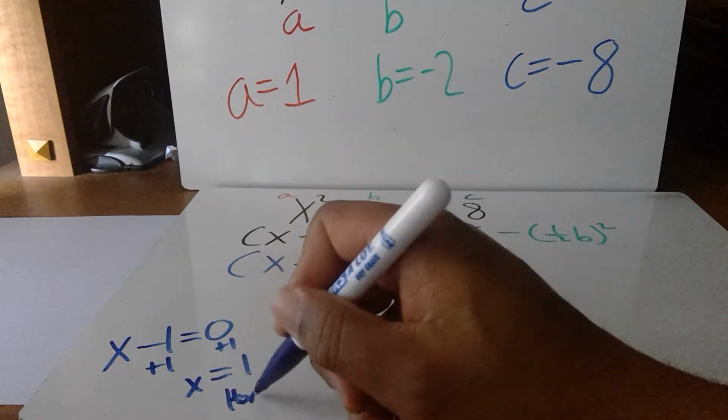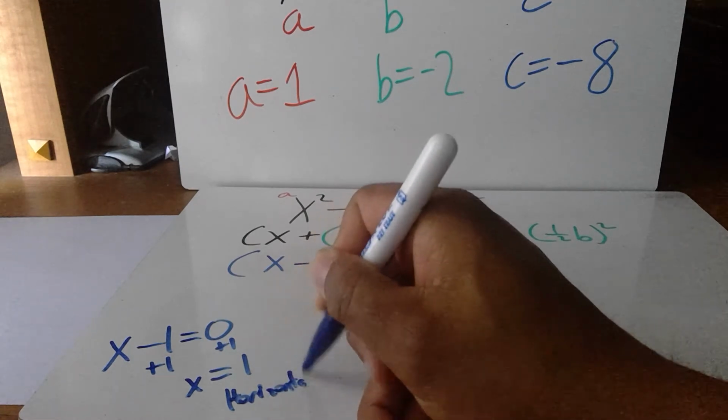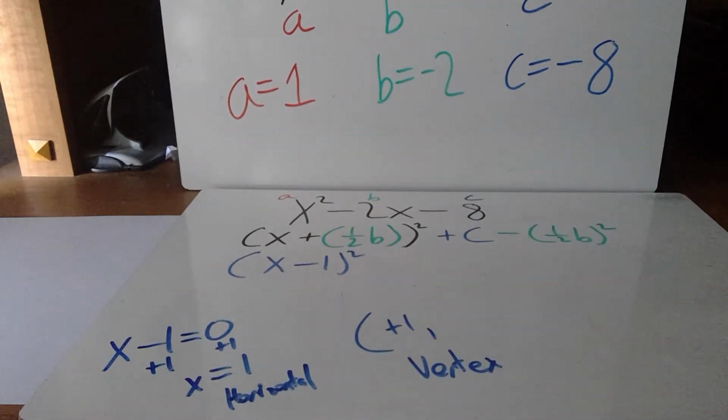That is your horizontal. Don't mind the handwriting. I'm a math teacher, and that's my handwriting. That's the best I can do. So there's my horizontal movement, plus 1.